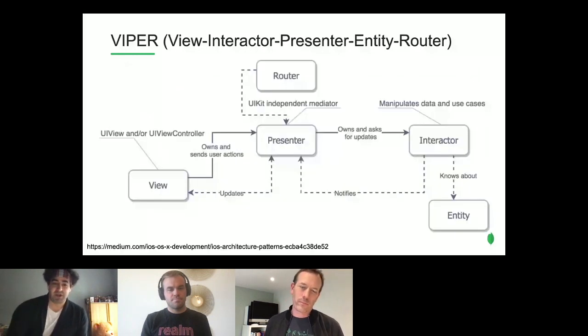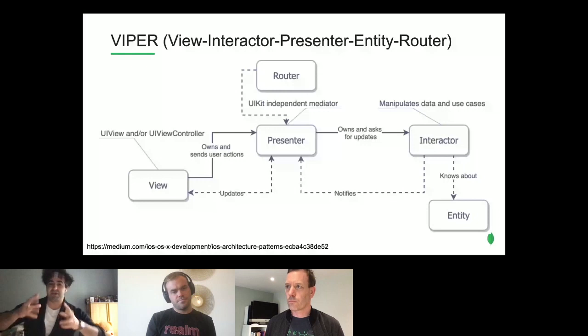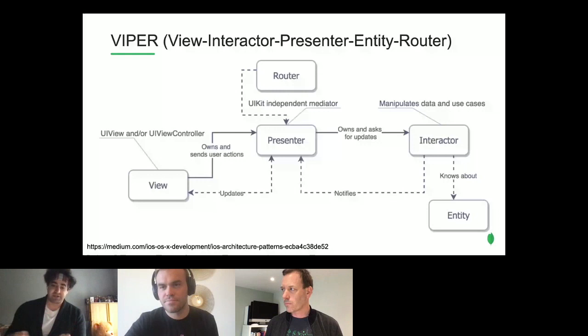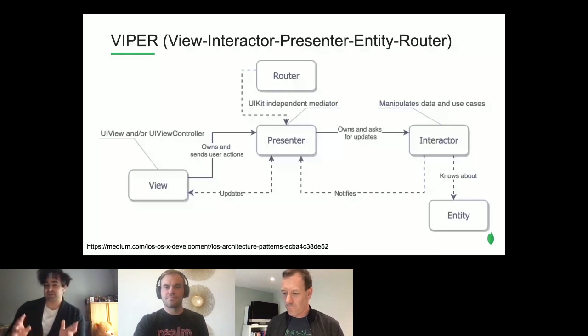This is a brief diagram on how VIPER works. Again, the view owns and sends actions to the presenter. The presenter owns and asks for updates and sends updates to the interactor, and the interactor actually manipulates the data. It edits the entity. It contains the data access layer. It'll save things, load things, update things. And then the interactor will notify the presenter, which then notifies the view. As you can see, for anybody that's actually used SwiftUI, this is immediately not going to make much sense, considering the way that you actually bind data to views.